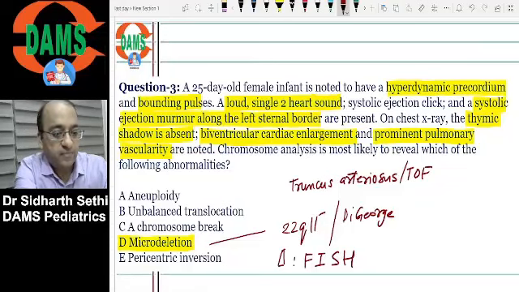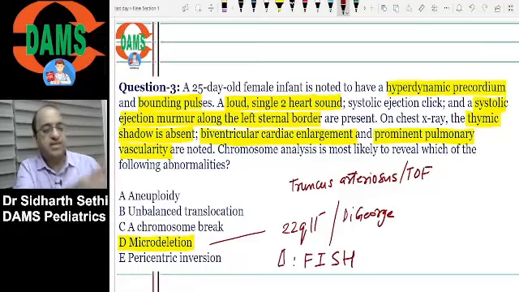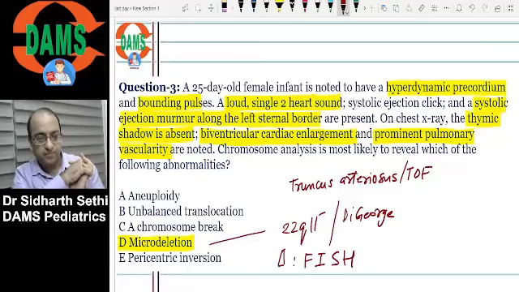22q11 deletion. So this is a typical case, just a repeat of the previous case, DiGeorge syndrome, 22q11 deletion. We will get a fluorescence in situ hybridization for the microdeletions. If you want to look at microdeletions, get FISH.